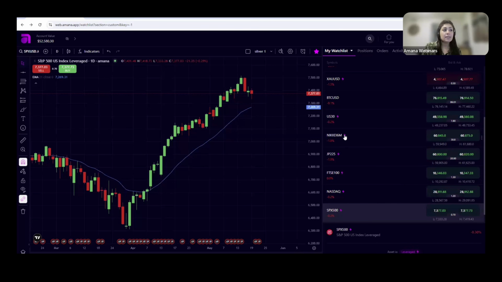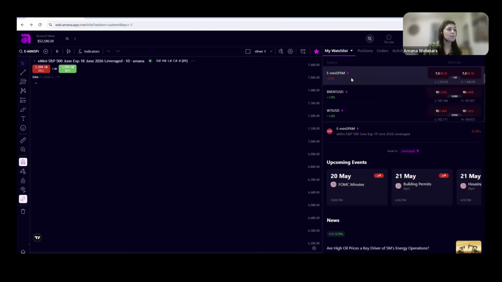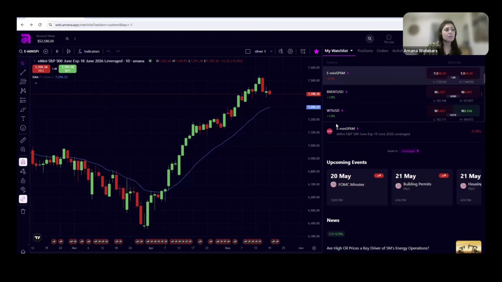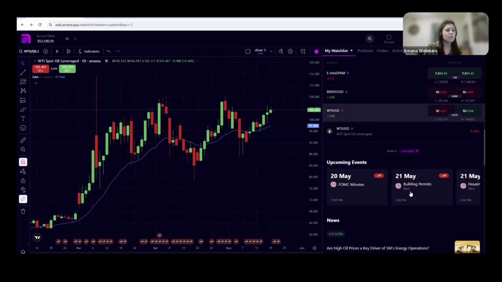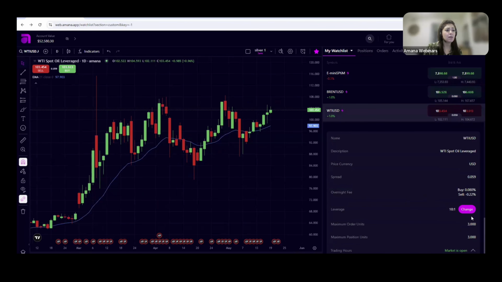And as you can see, these bolts here reflect that this particular instrument has leverage. And if you go down, I just can't seem to scroll down. Yeah, so if you select the instrument, you're selecting WTI, and if you go down here, you will see that the leverage is 10 to 1, and you can request to change it. You can also request to remove it, and if it's possible, we can do that for you.